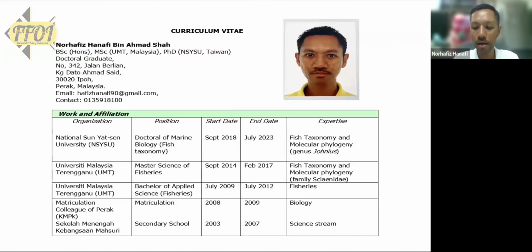Let me start from my educational background. I did my PhD in Taiwan at the National Sun Yat-sen University for 5 years. Last year, I came back to Malaysia. I did my master's study at University Malaysia Terengganu, 2014 to 2017, and my Bachelor of Applied Science, 2009 to 2012. So I'm quite passionate about fisheries. Fortunately, I went into taxonomy, and then further into taxonomy and systematic molecular study.